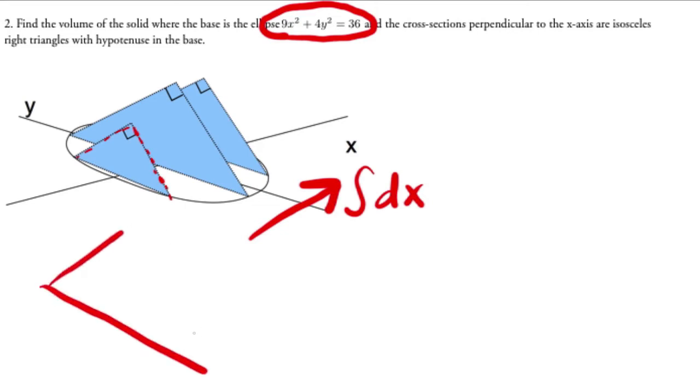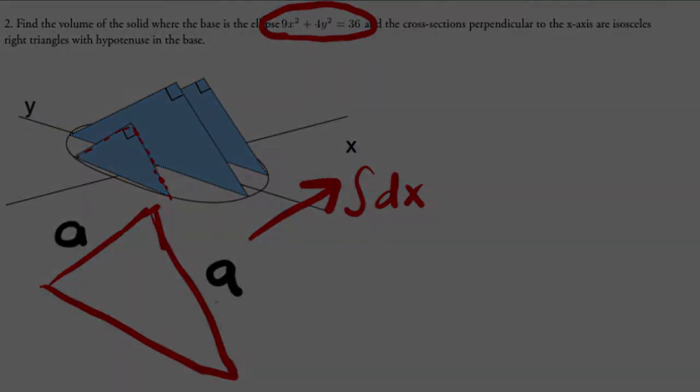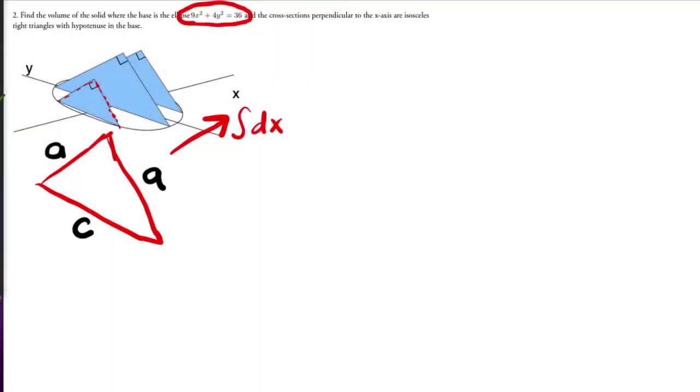Okay, so let me draw this triangle right over here so that we can figure out what to do. So let's say this triangle is one of the cross-sections. They don't look the same, but this side right here is supposed to be the same. This side, let's call this side A, and this side A. So these two sides are supposed to be the same. And then let's call this side C because it's the hypotenuse.